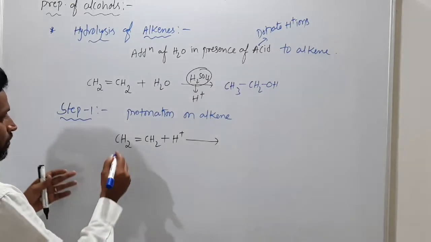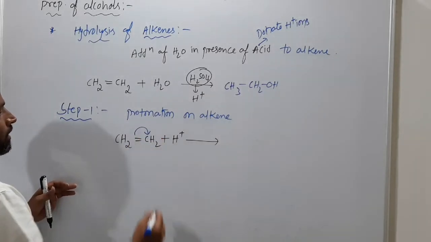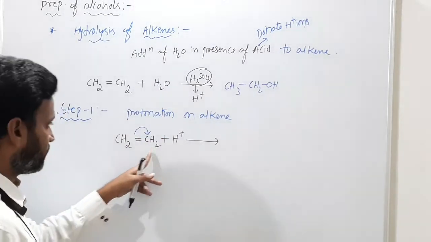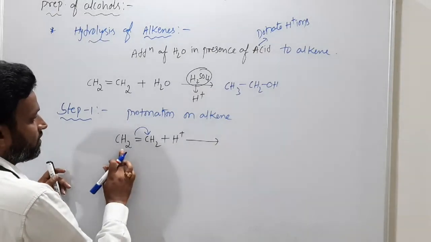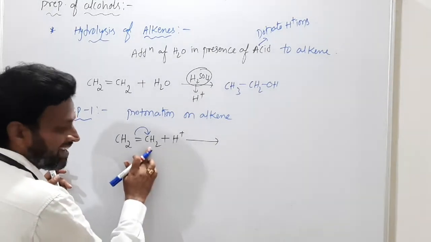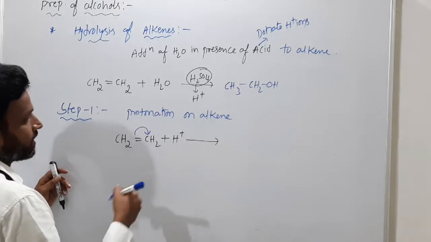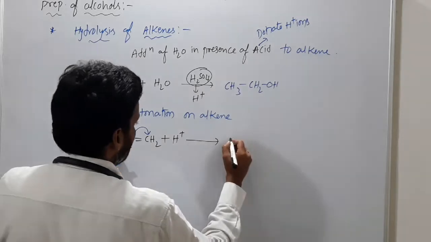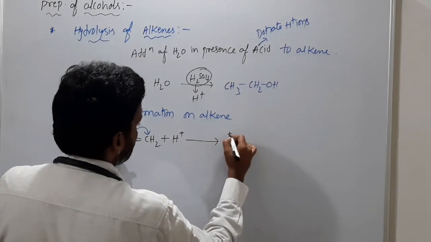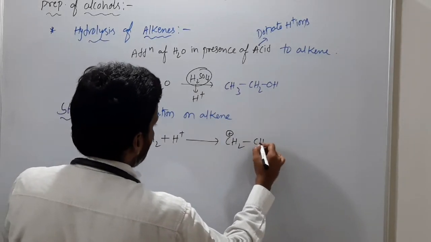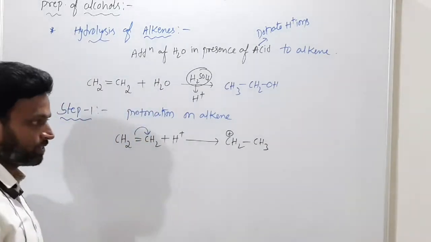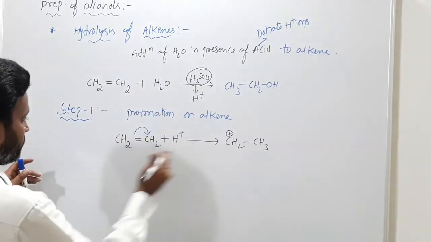now what happens? Both carbons are the same. So the double bond can migrate towards any one of the carbons. Certainly this H plus can add here, no? H plus will add here. Correct? Because negative charge is coming here. So H plus will come over here. Certainly here you are having CH2 plus, single bond, and CH3, right? So don't worry. So this I got.